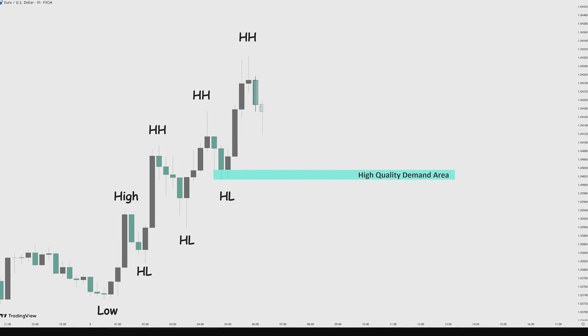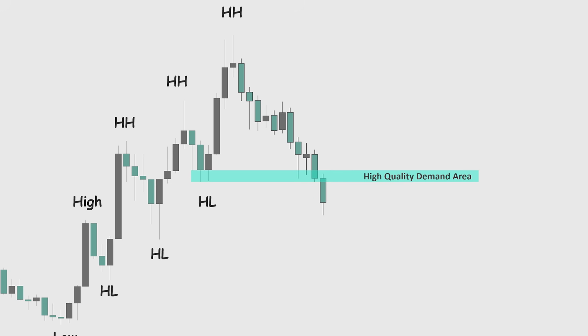But what happens if the price breaks and closes below this high-quality demand zone? This would indicate that buyers have failed to hold the level and sellers have taken control. It signals that the uptrend is over and a potential reversal is underway.